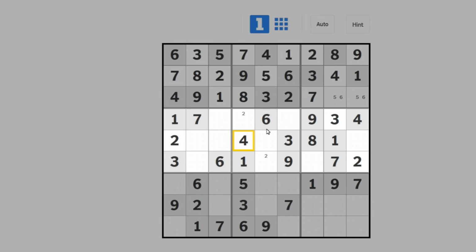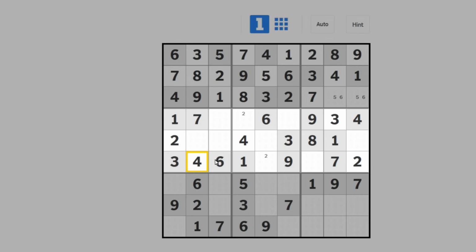So now we have a 4 in this block. We have a 4 in this block. Now we need a number 4 in this block. It can't be in the top row because there's already a 4 there. It can't be in the middle row because there is already a 4 there. So the only place it can go is in the bottom row, and there's only one cell remaining, and so the number 4 goes there.